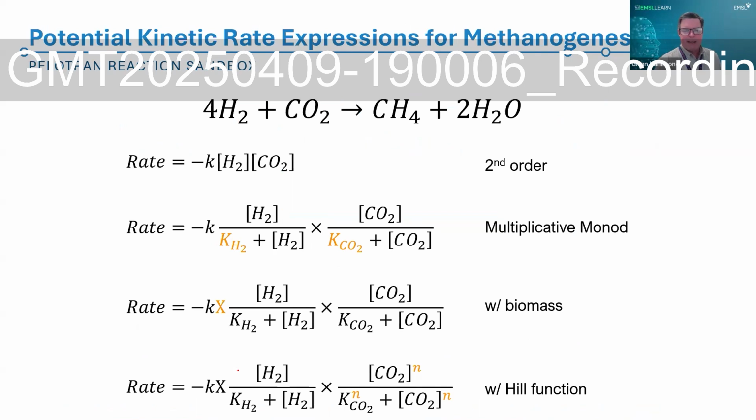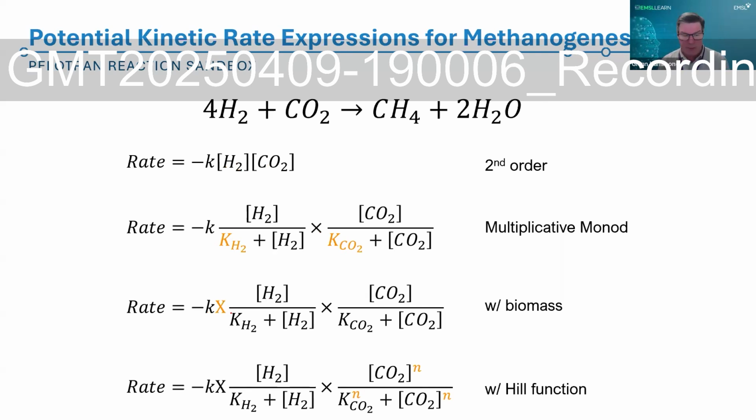So let's discuss the reaction sandbox for a second. This is a methanogenesis reaction where we have hydrogen combining with CO2 producing methane. There are a number of ways to define the rate expression for this. We could use a second order rate expression, which is a function of a rate constant times hydrogen and CO2 concentrations. We could use multiplicative Monod, where we introduce half saturation coefficients for each species. We could add biomass, that's this X right here. There may be a case where we need a more specialized function.